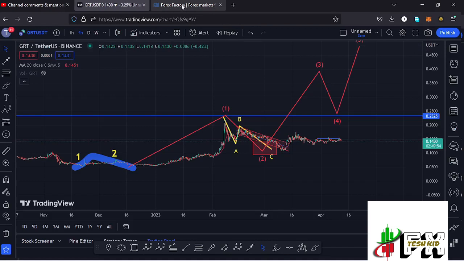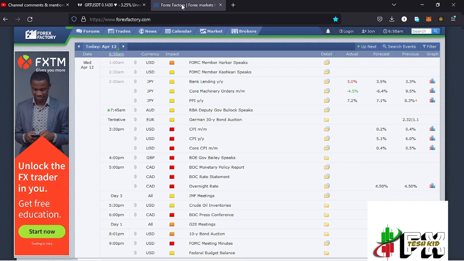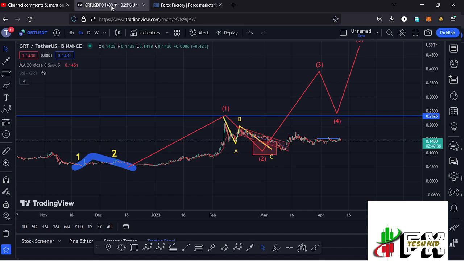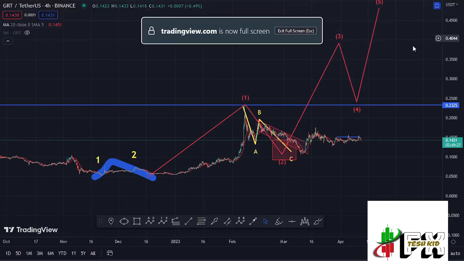Allow me to first give you the fundamental analysis that I'm expecting today, where here on the Forex Factory you can see that today we have the CPI data release, which means that later in the day the market is going to experience a lot of volatility, and there are high chances that this will give us enough drive for us to continue gearing up and fully maximize our minimum target areas in the formation of this wave 3.